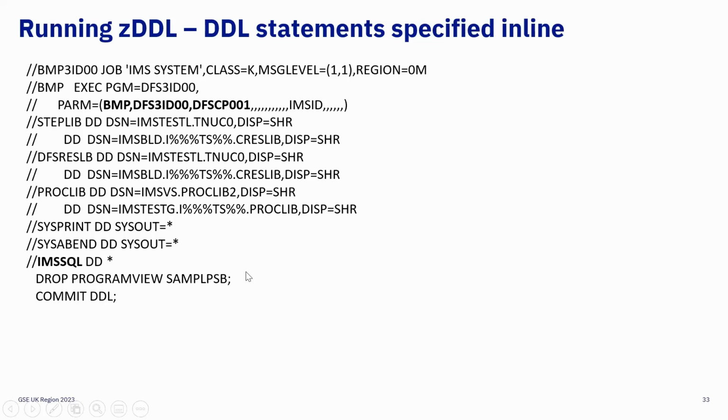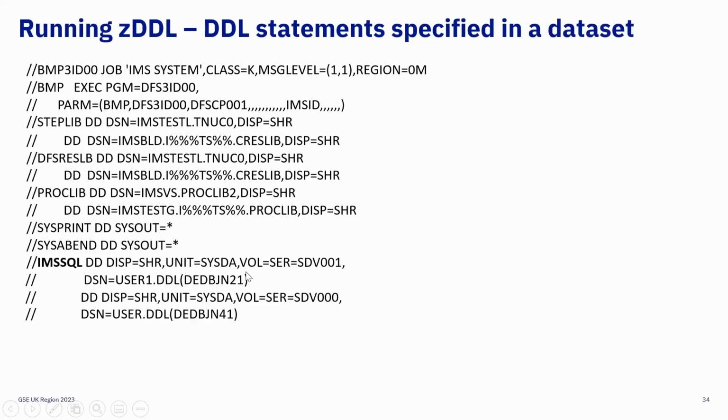On the next page is, again, the same JCL, only the SQL statements are not in line. They're in a data set. So my IMSSQL DD card is there, and here's my data set name, and then it's concatenated with another data set name. And so you can do concatenation if you like, and you can submit DDL. Very, very simple, very, very straightforward.